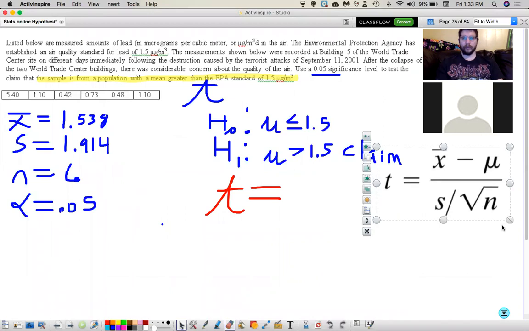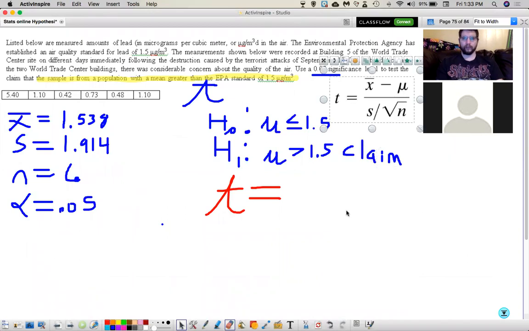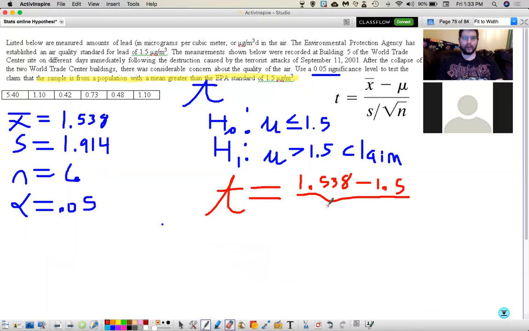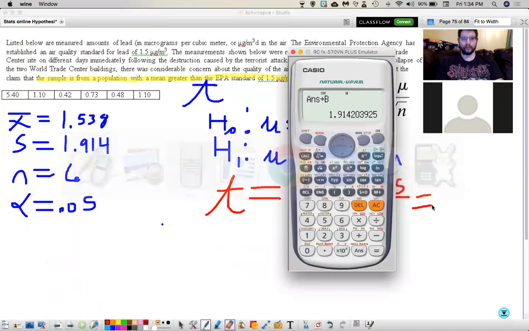Okay, and then we just plug in the numbers. So I'm going to write 1.538, but in the calculator, I'm going to use the letter A because we saved X bar as A. I don't like to round until the very, very end if I can help it. If you're using a basic calculator, then you'll have to round. And N was 6. So this would be my test statistic here. Let's see what it pops out with.